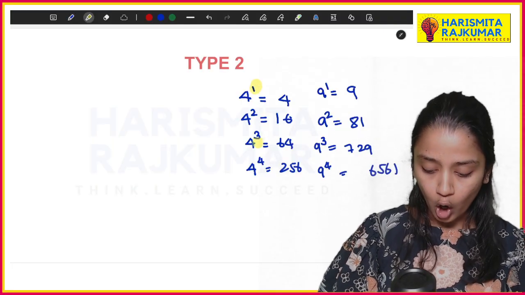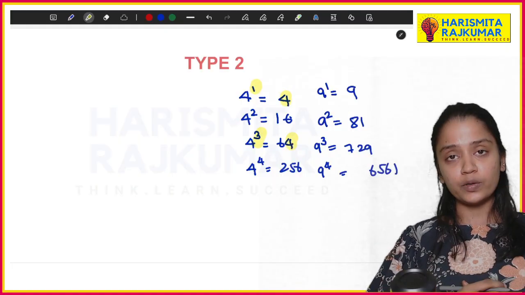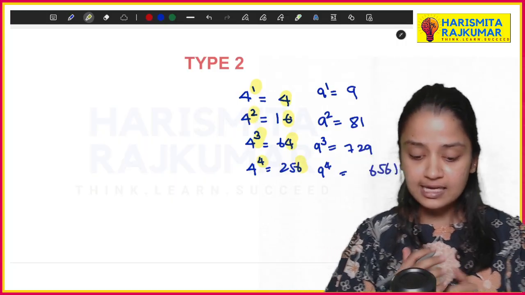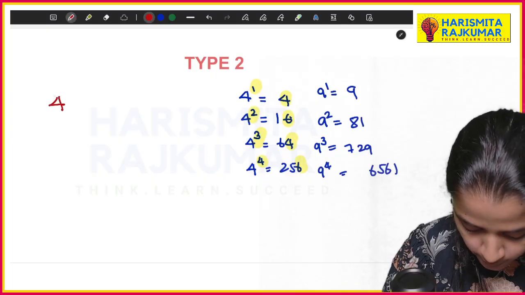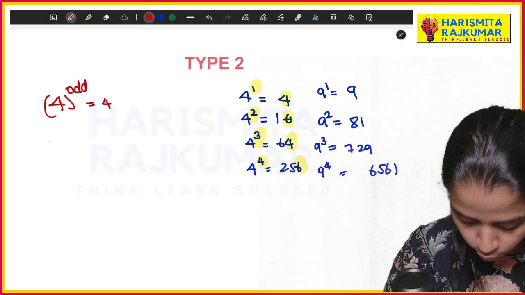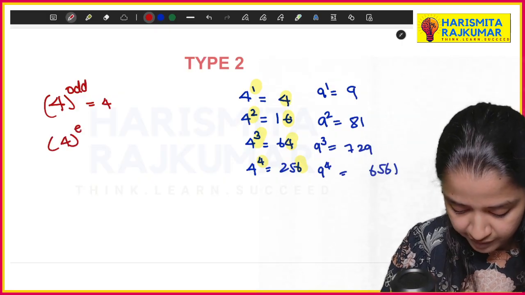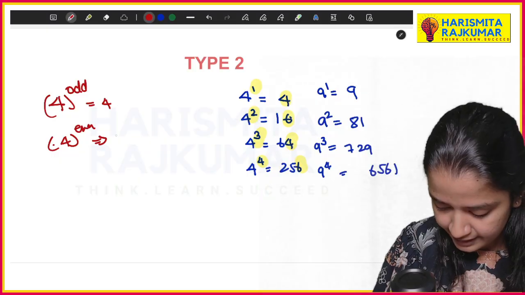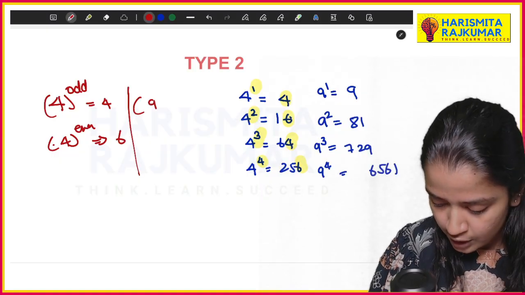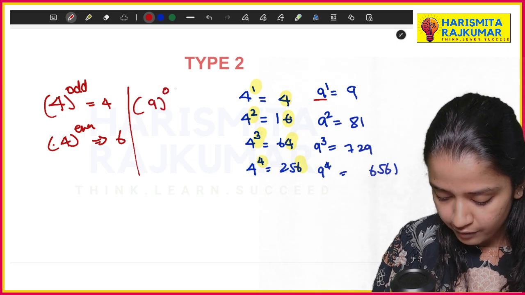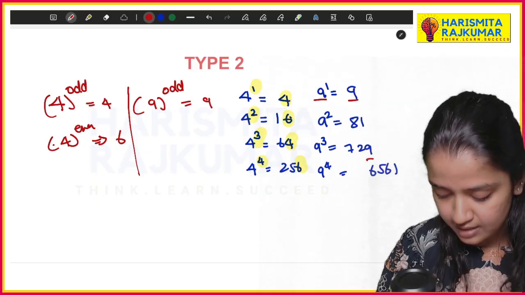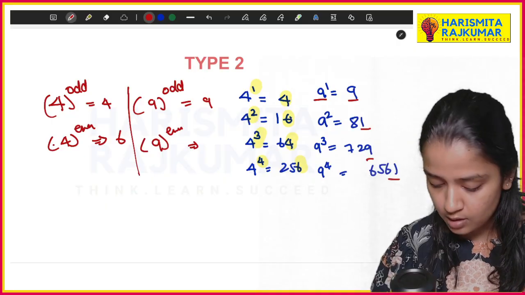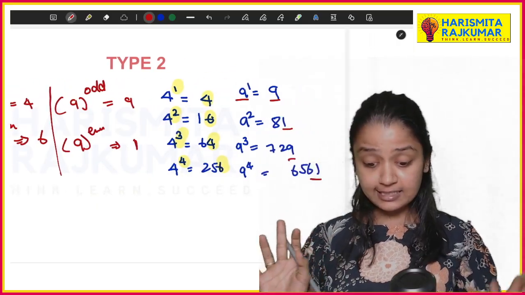4 power odd number, you're getting a number ending with 4. Unit digit is 4. 4 power even number, your unit digit is 6. If your number is ending with 4 and its power is even, you're getting 6. Same way, if your number is ending with 9 power odd, your last digit is 9. And 9 power even, your last digit is 1. Okay. I hope it is clear for you.